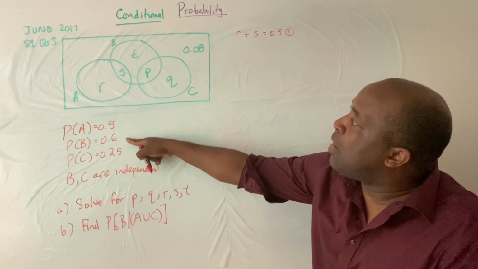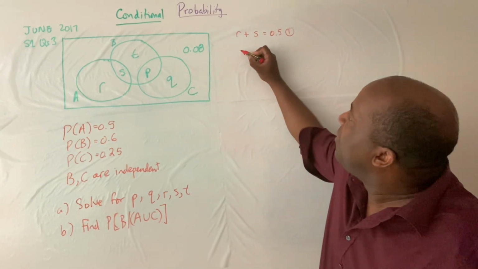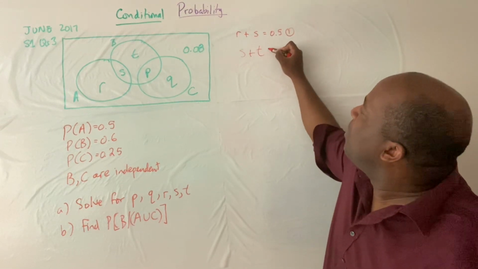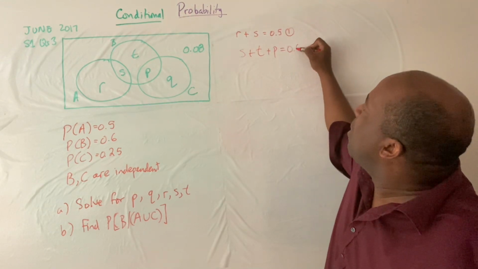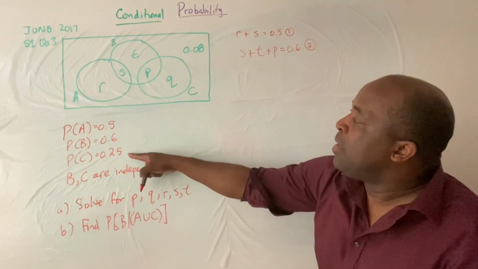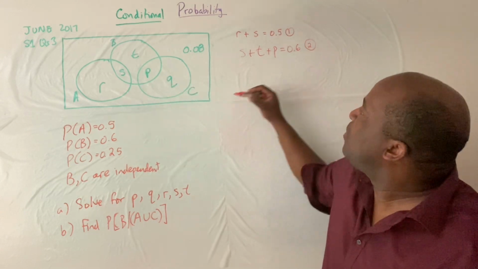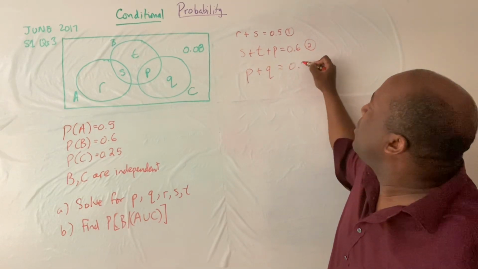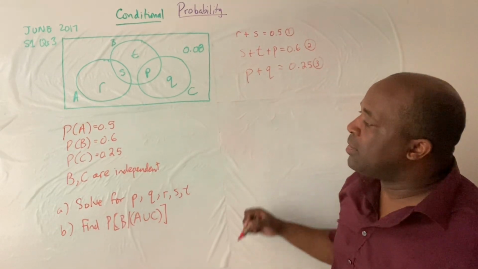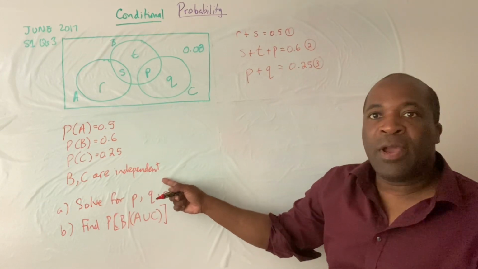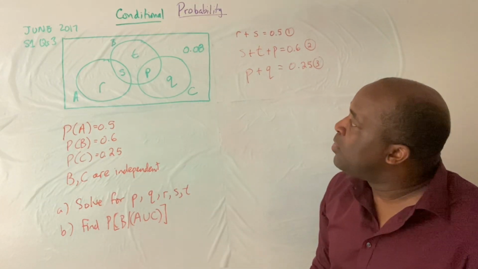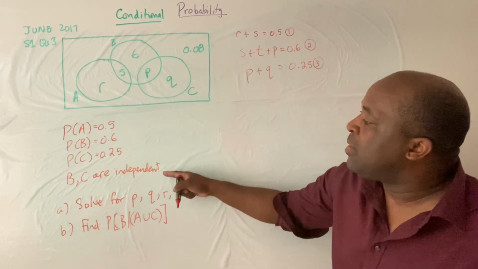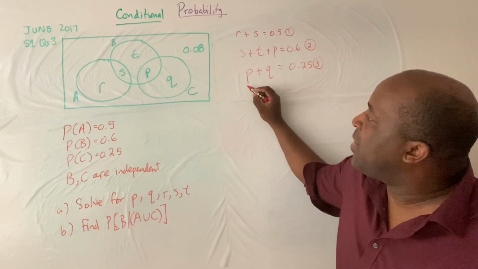For probability of B is 0.6, that will tell us that S plus T plus P must be equal to 0.6. That's our second equation. Then the probability of C is 0.25. So that tells us that P plus Q equals 0.25. That's our third equation. Next, we're told that B and C are independent, so the probability of the overlap will be equal to the product of the 2 events.